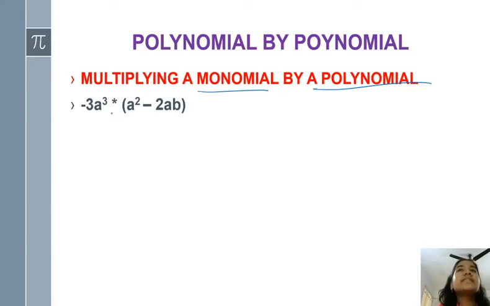So let's multiply minus 3a cube into a square minus 2ab. So let's see what it is. How can we multiply? We can multiply this using the distributive property. Now what is the distributive property?